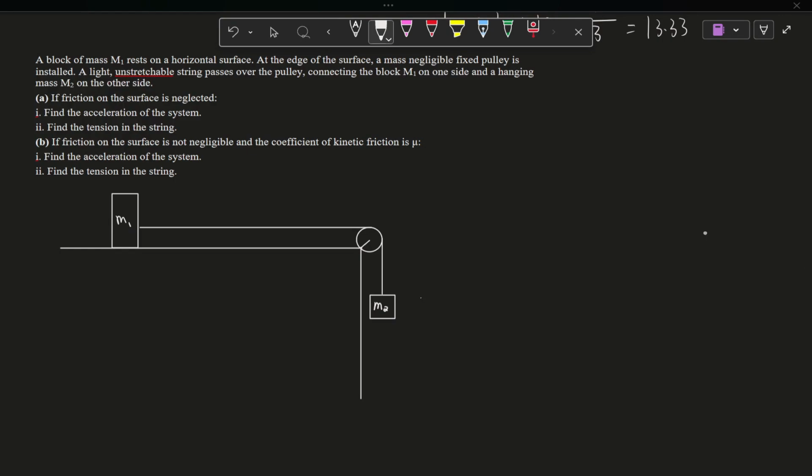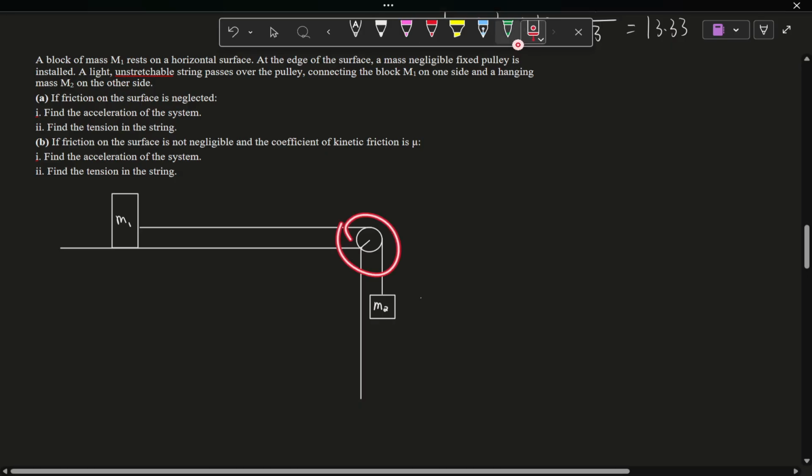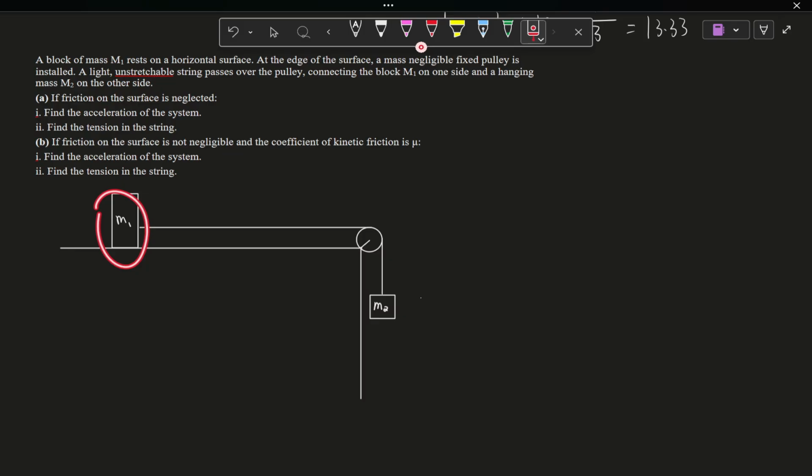A block of mass m1 rests on a horizontal surface at the edge of the surface. A mass-negligible fixed pulley is installed over here. A light unstretchable string passes over the pulley, connecting the block m1 on one side and hanging mass m2 on the other side.